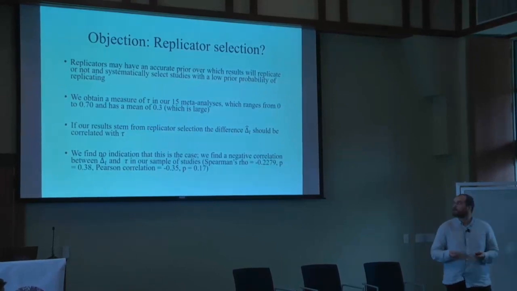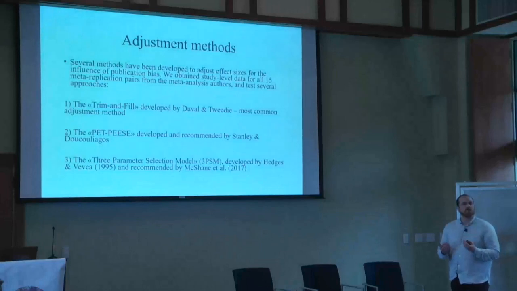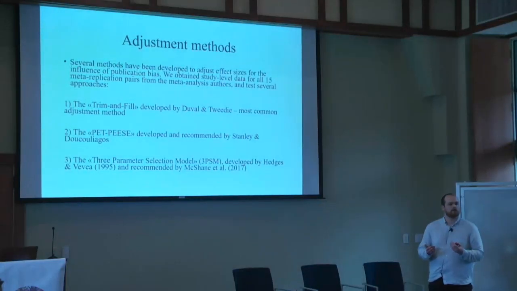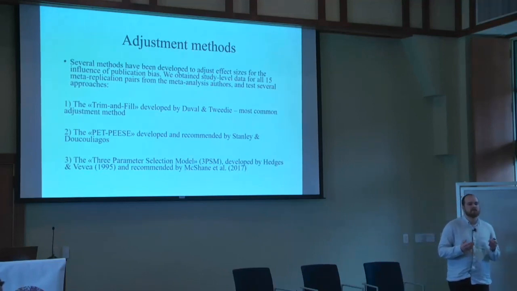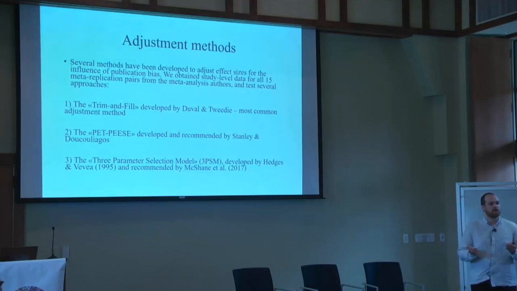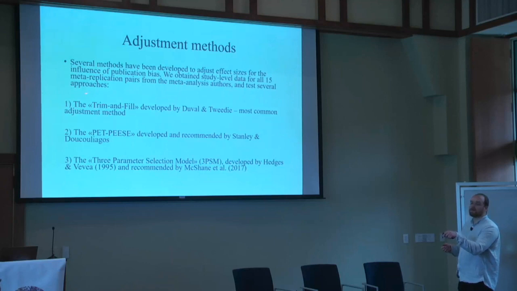So what about adjustment methods? There is a variety of different adjustment methods proposed in the literature that all aim to mitigate or reduce the effect of publication bias. We don't test all of them, but we test 3 different methods and compare them to an unadjusted random effects result. The first method that we use is trim and fill, which is perhaps the most commonly used method.